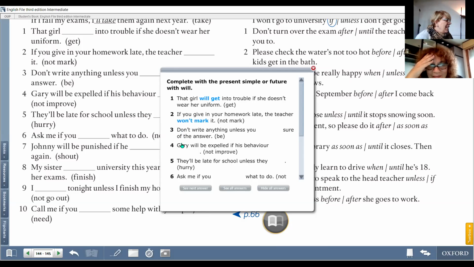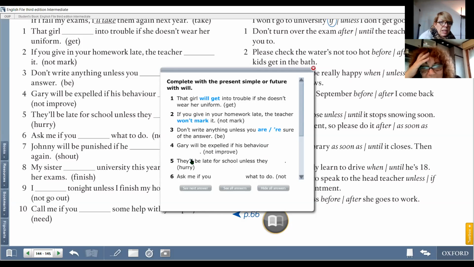Okay, Olga, can you see that? Don't write anything unless you are sure of the answer. Any other comment? Unless you are, or you're. Unless you're sure of the answer. Okay.